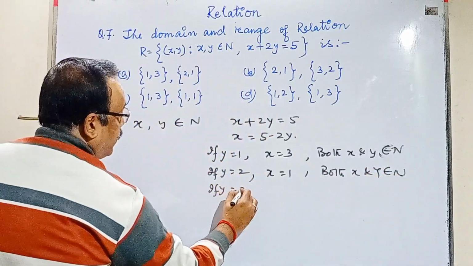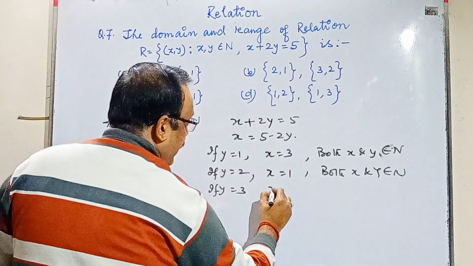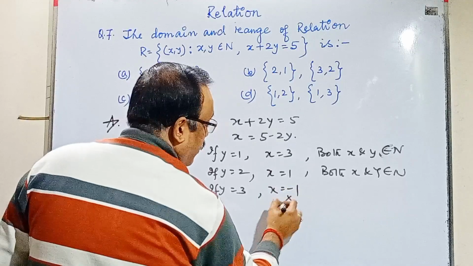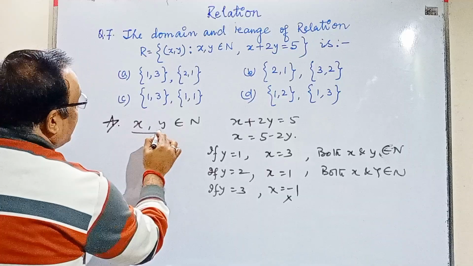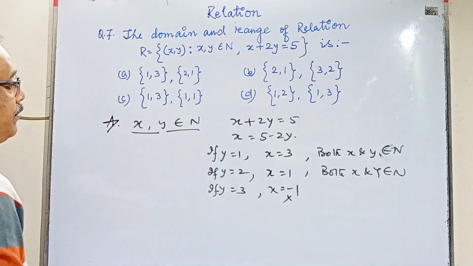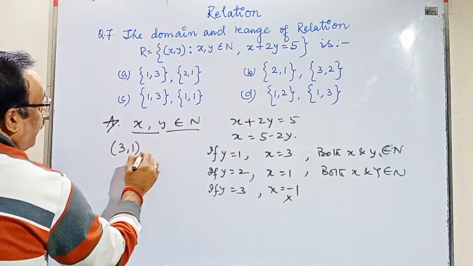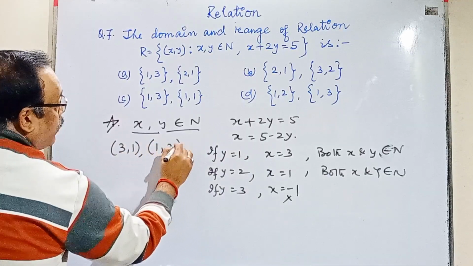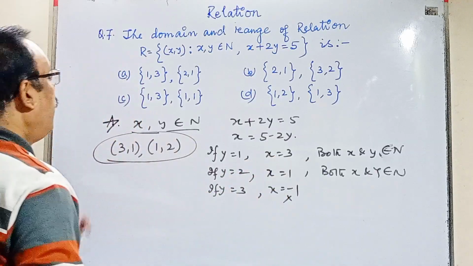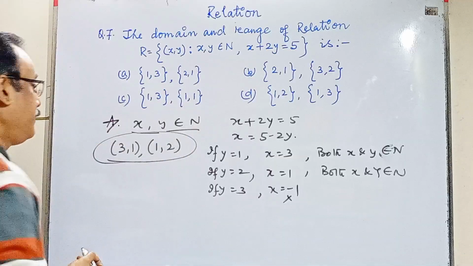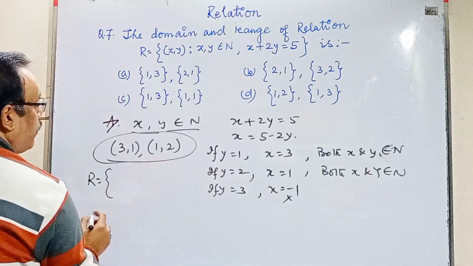If I take y is equal to 3, 3 times 2 is 6, 5 minus 6, x becomes minus 1. This is not a natural number, right? Because as per the condition, x and y both must belong to natural numbers. So only two ordered pairs are satisfying: one is 3, 1, another is 1, 2. These are the two ordered pairs which are satisfying the condition x, y belong to N. So the relation will have these two ordered pairs 3, 1 and 1, 2.